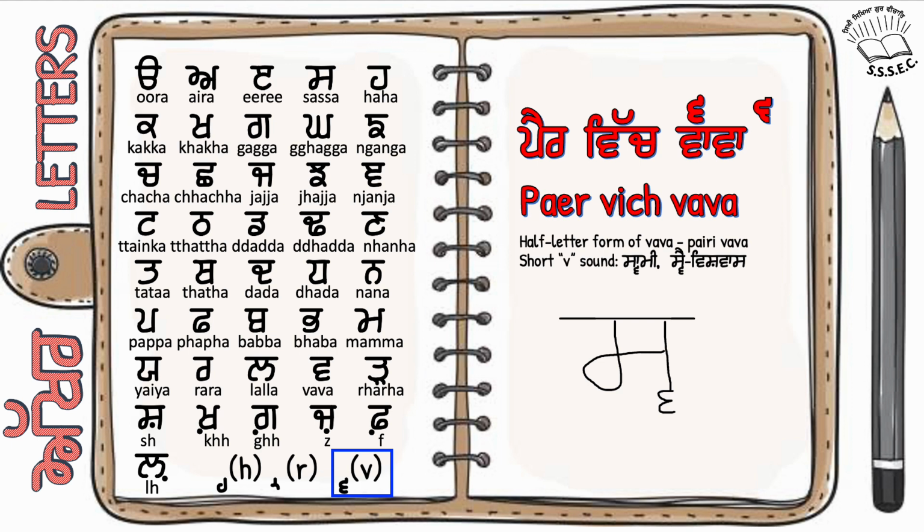And some examples of words which use paeri vava are Swami. So instead of Savami, it's Swami. A type of holy person or a saint. And Sva Vishwas. Sva means the self. Sva Vishwas is self-confidence or self-belief.